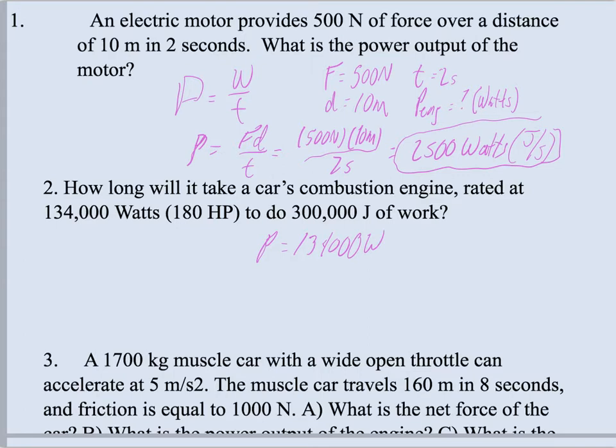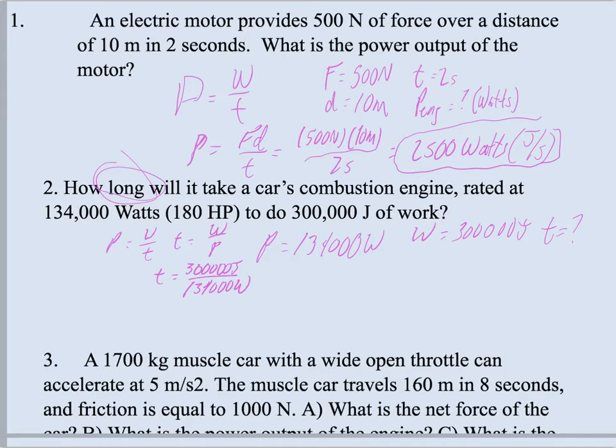And that's 180 horsepower, in case you were wondering. To do 300,000 joules of work, well, we know work equals 300,000 joules, and we're trying to find time. Well, we know that power equals work over time. And if we rearrange this, we know that time equals work over power. So time equals the work done, 300,000 joules, over 134,000 watts.